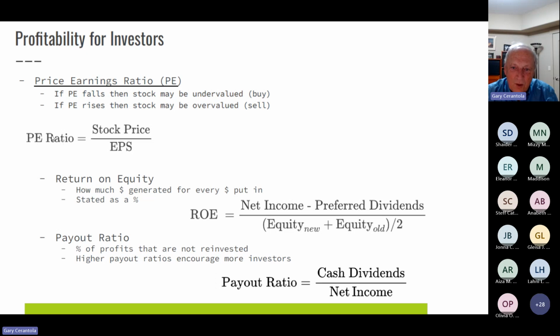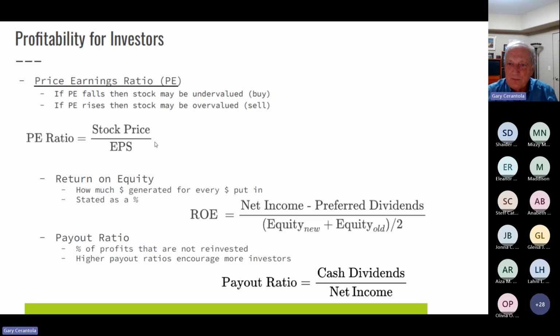So the price earnings ratio is the stock price over the earnings per share. And again, you take out the preferred dividends, and here you just average out the equity to get a sense of what your return on equity is. And then also you could calculate a payout ratio, and that's the percent of profits that are not reinvested. Higher payout ratios encourage more investors. So they know that there's people who are just dividend-driven share buyers, because they put their trust in the dividends that they're going to get, and that's how they drive their stockholder strategy.